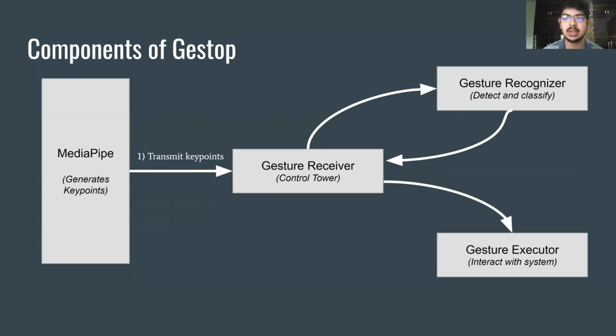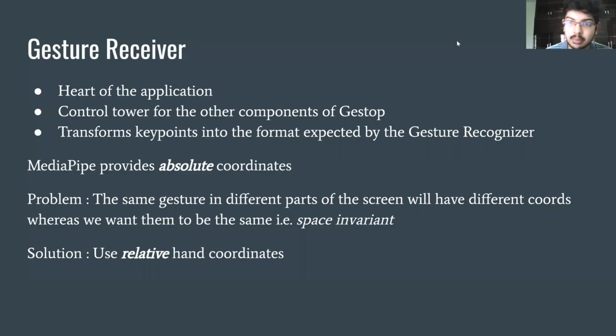So that was the first component of Gestop, which is MediaPipe. It generates the key points, and then these key points are transmitted to the gesture receiver. Okay, now we've reached the gesture receiver, which is the heart of the application, and acts as a control tower for the other components of Gestop. It transforms the key points into the format expected by the next component. The problem here is that MediaPipe provides absolute coordinates, which means that the same gesture performed in different parts of the screen will have different coordinates, which is a behavior we don't want.